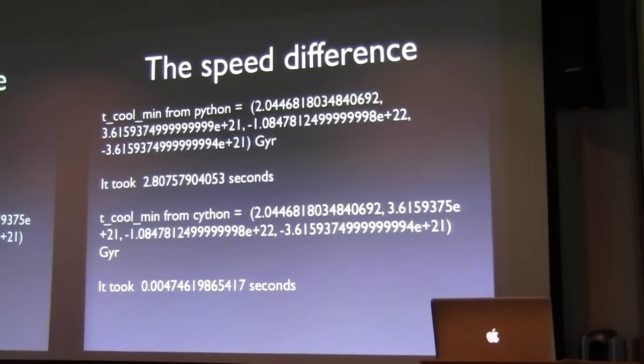And what the output is going to come out as is this. So what it's outputting here is the minimum cooling time in gigayears, 2.044 something. This is the X, Y, and Z in centimeters. A little odd the way I wrote it there, I guess. But when you call it using the Python function that I defined in the driver, it took about 2.8 seconds. Not a big deal. But when I did the same exact thing calling the Cython module, it took like 4 times 10 to the minus 3 seconds.